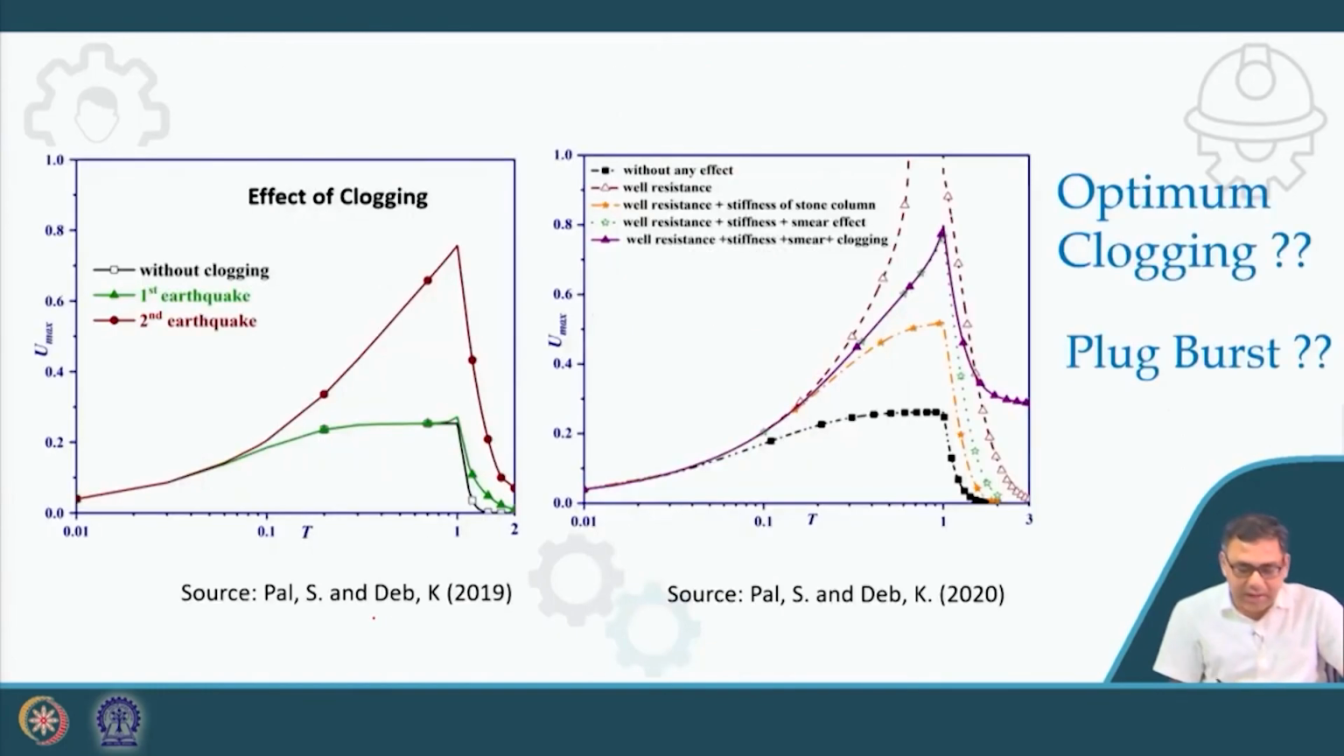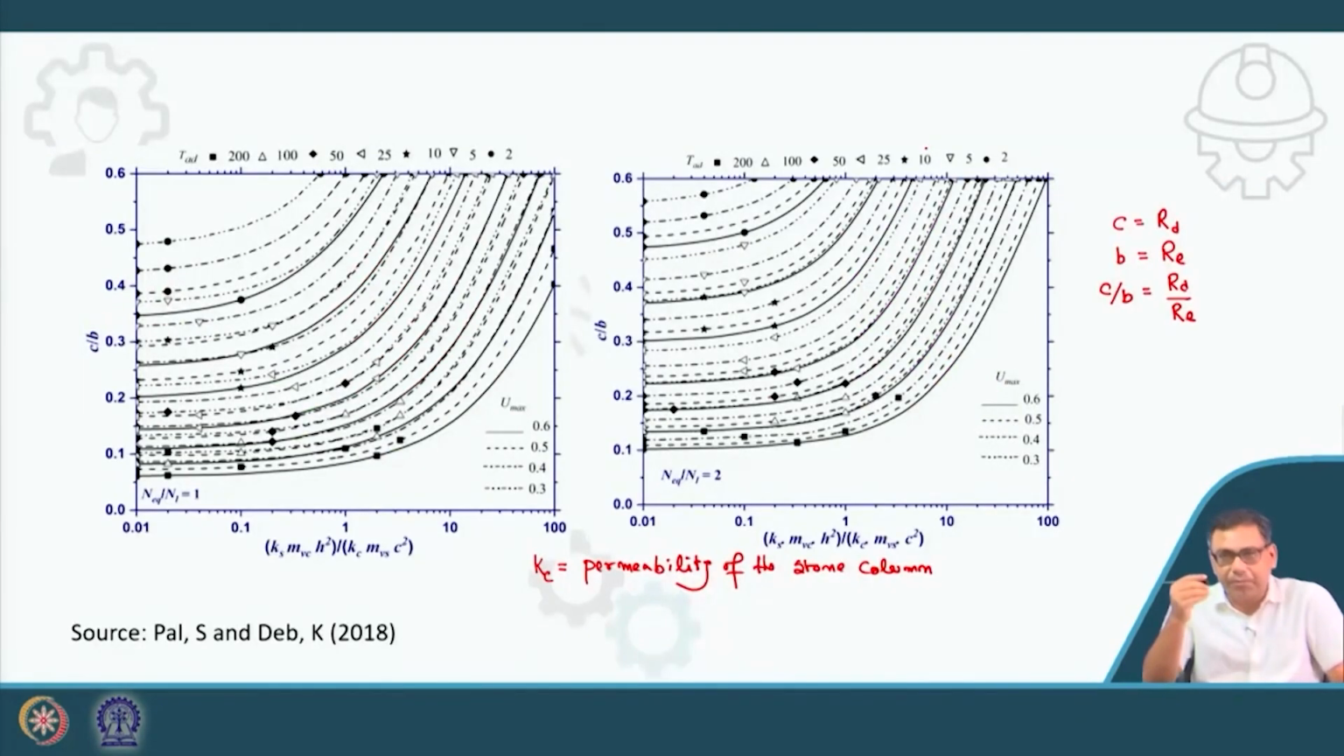Clear? And U max, you can see this is U max. U max is nothing but RU, that means the maximum pore water pressure ratio. And TAD I have already discussed in my previous lecture. So two effects are being incorporated here: the stiffness effect and the well resistance, or the permeability of the stone column. These two effects are incorporated and these design charts are produced.